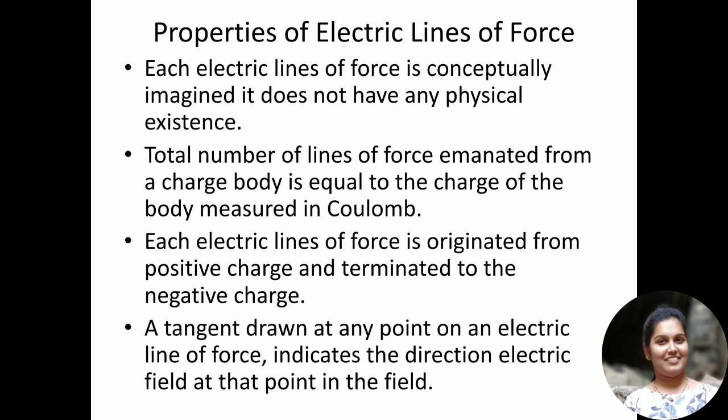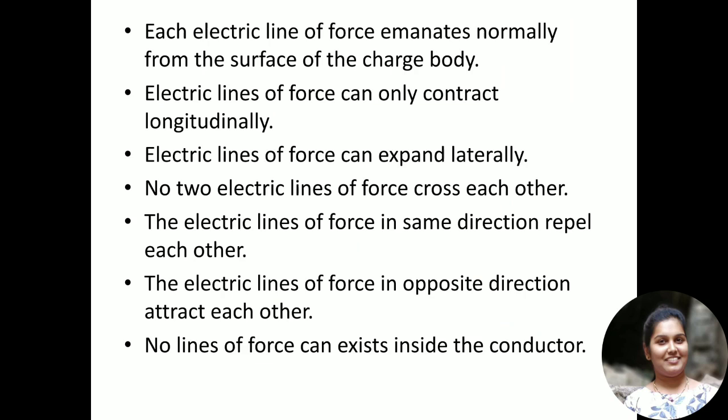The fourth one is a tangent drawn at any point on the electric line of force indicates the direction of the electric field at that point in the field. The next one is each electric line of force comes normally from the surface of the charged body. Next, the electric lines of force can only contract longitudinally, in the horizontal way. The seventh point is electric lines of force can expand laterally.